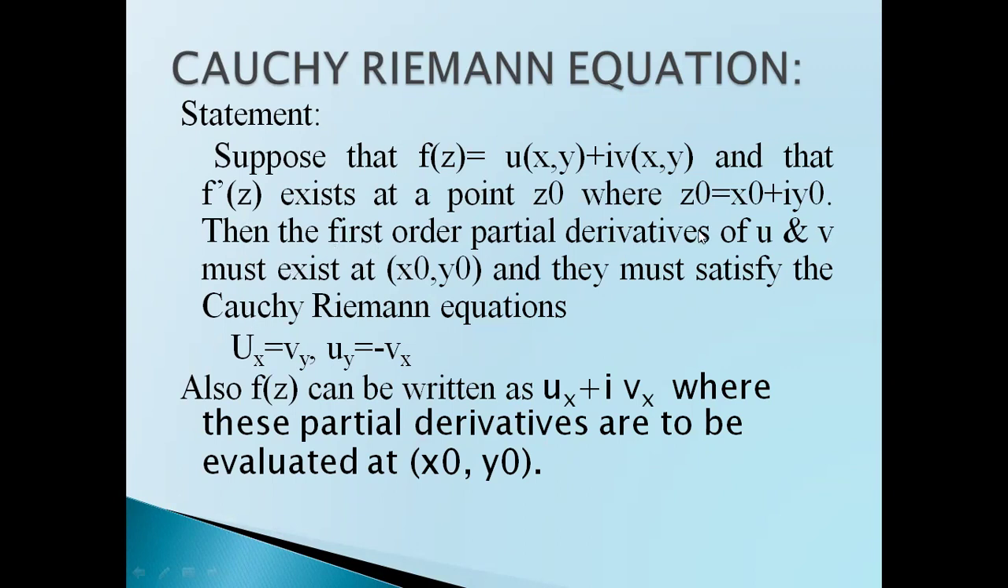The first order partial derivatives of u exist, that is, ux and uy. The partial derivatives of v, vx and vy, also exist. Then we prove the Cauchy Riemann equation: ux equals vy, uy equals minus vx. Also, f dash of z can be written in partial derivative form as ux plus i into vx. Okay, so we see the proof of the theorem.